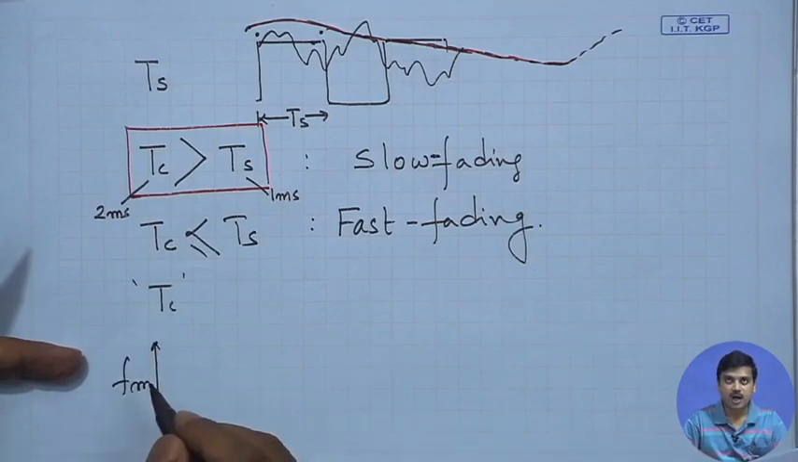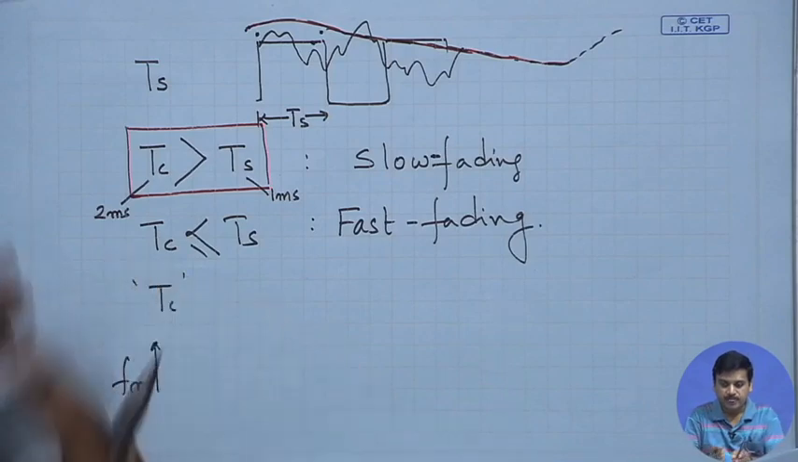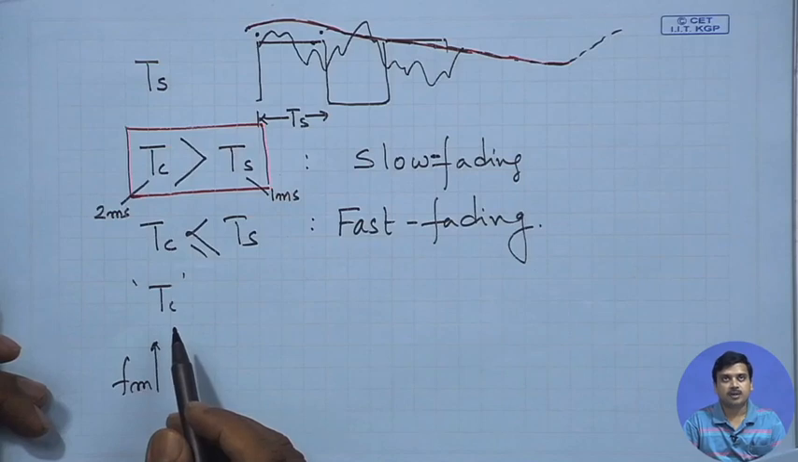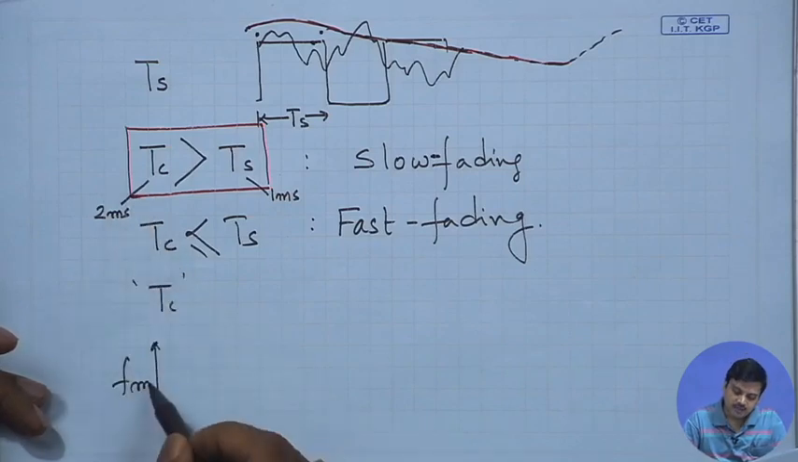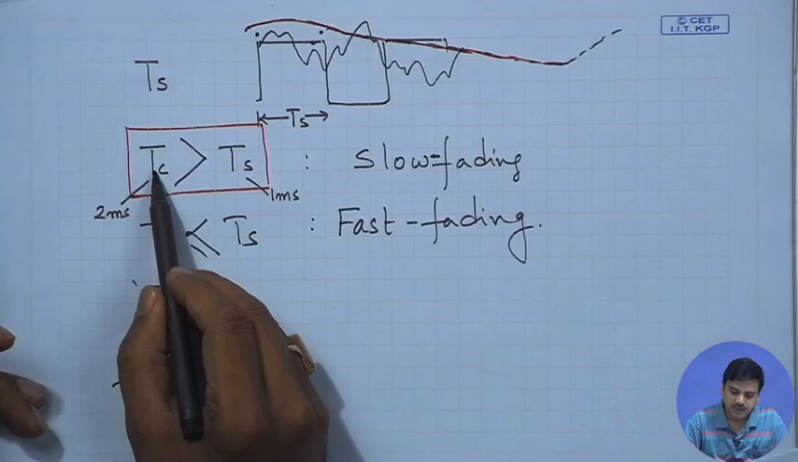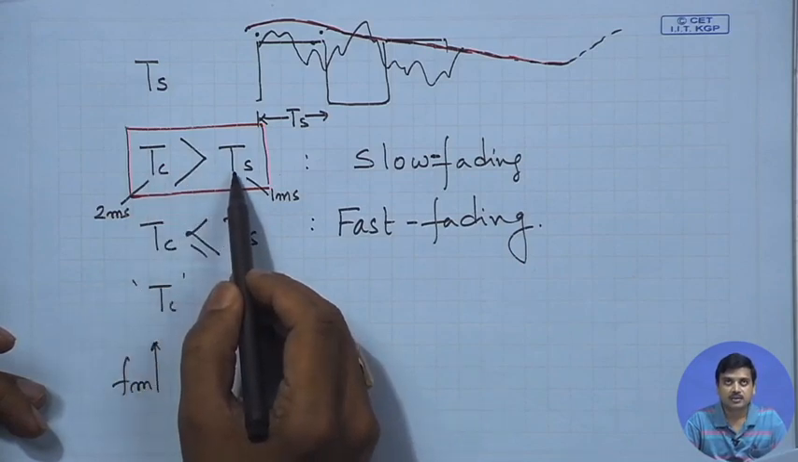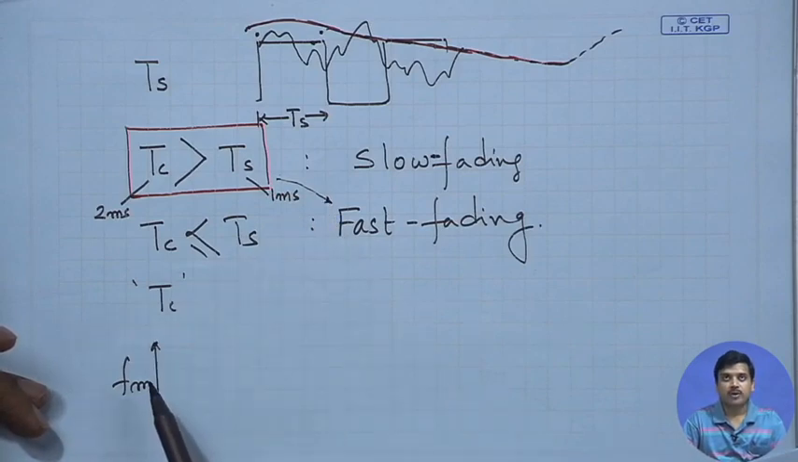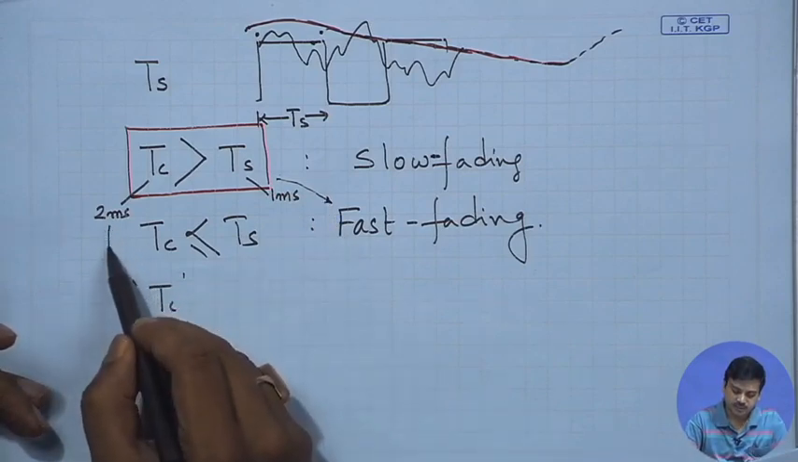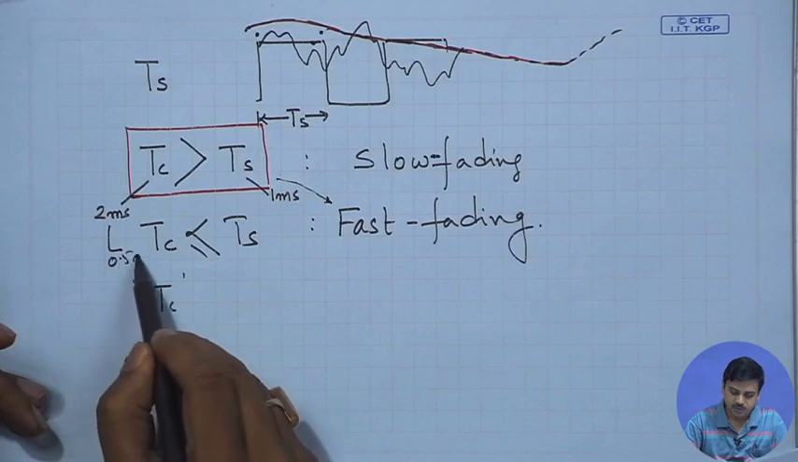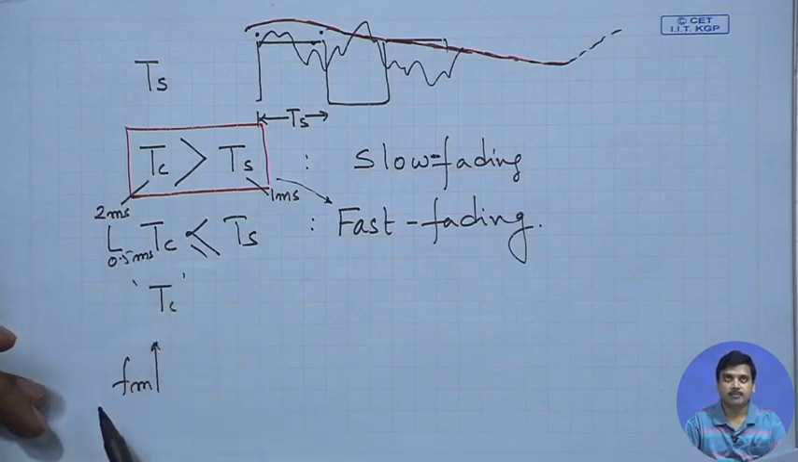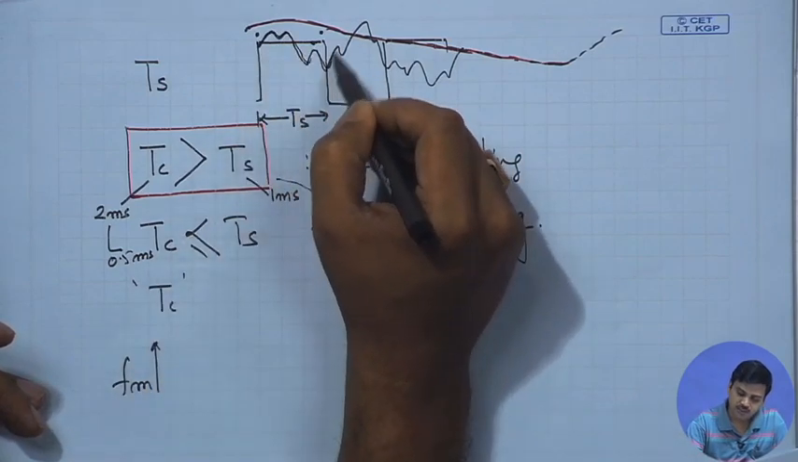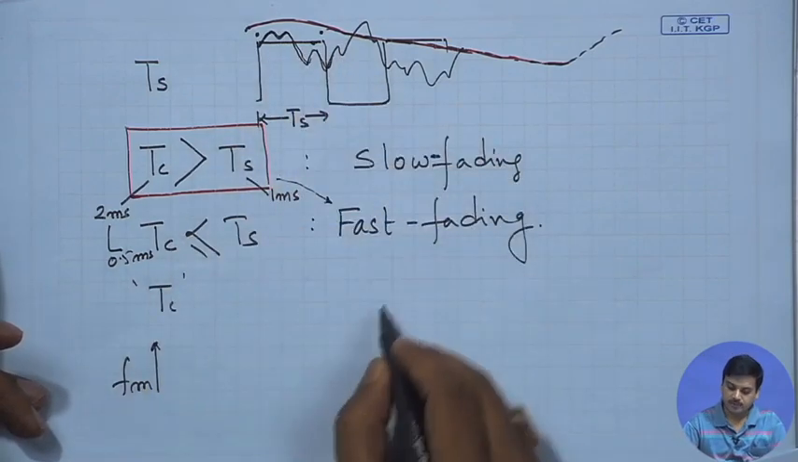If Fm goes up, that means you are shrinking the x axis. If that happens, then the coherence time reduces. If coherence time reduces, and as you increase the mobility, if coherence time becomes comparable or less than the symbol duration, you end up in a fast fading situation. Now, when you reach a fast fading situation, let us say this has become 0.5 millisecond. When you are in a fast fading condition, that means signal amplitude fluctuates faster than the symbol duration. What is going to happen?